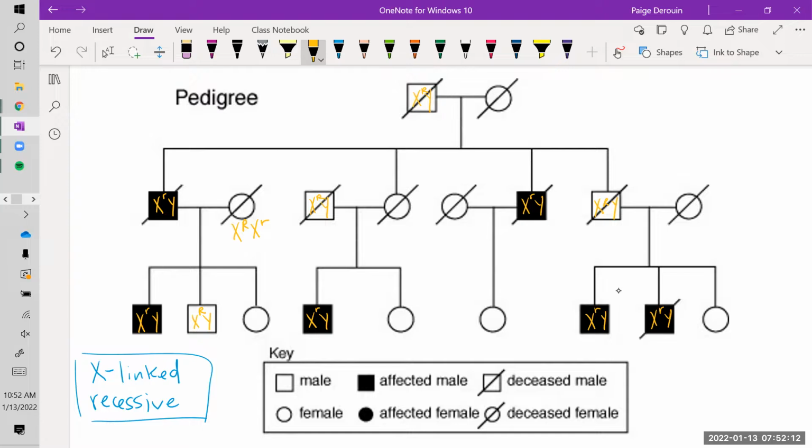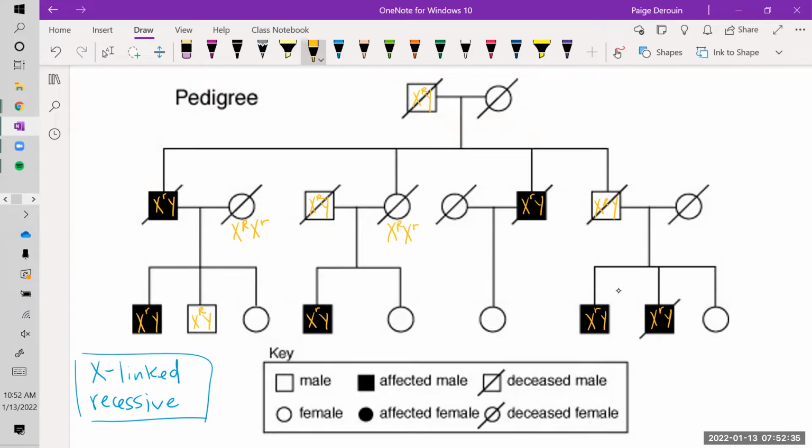Now let's look at this woman. What would she be? Is she a carrier? Yeah. She's a carrier because her son has it.